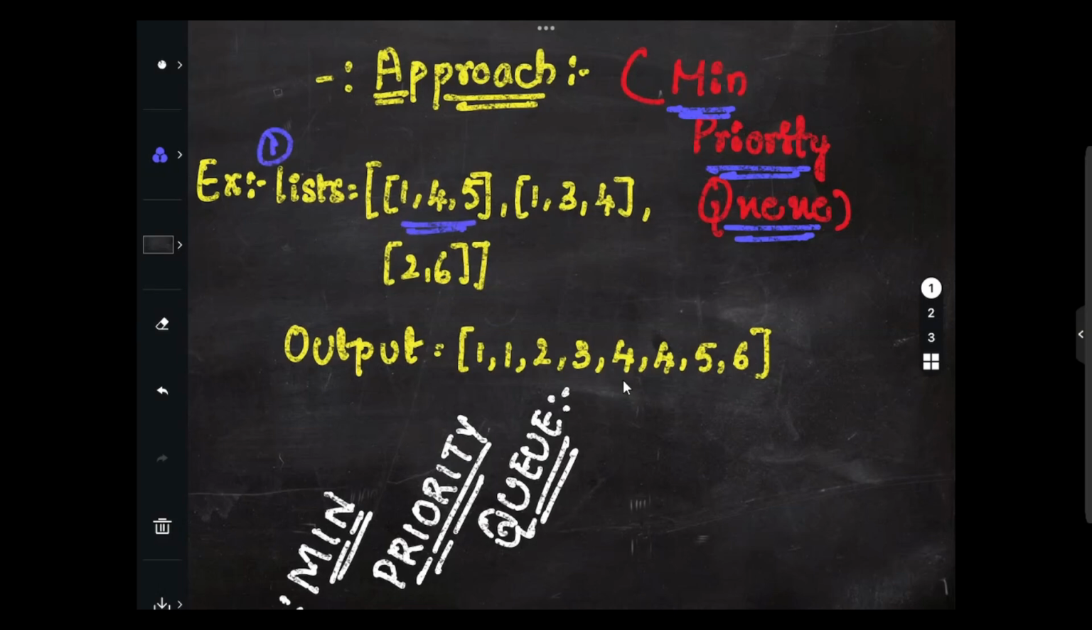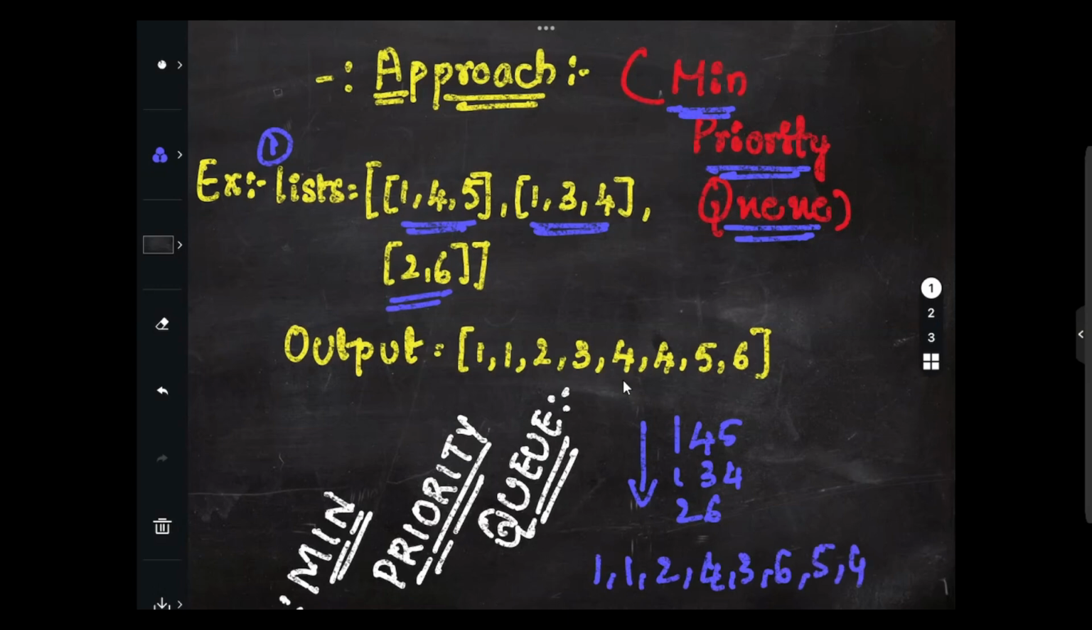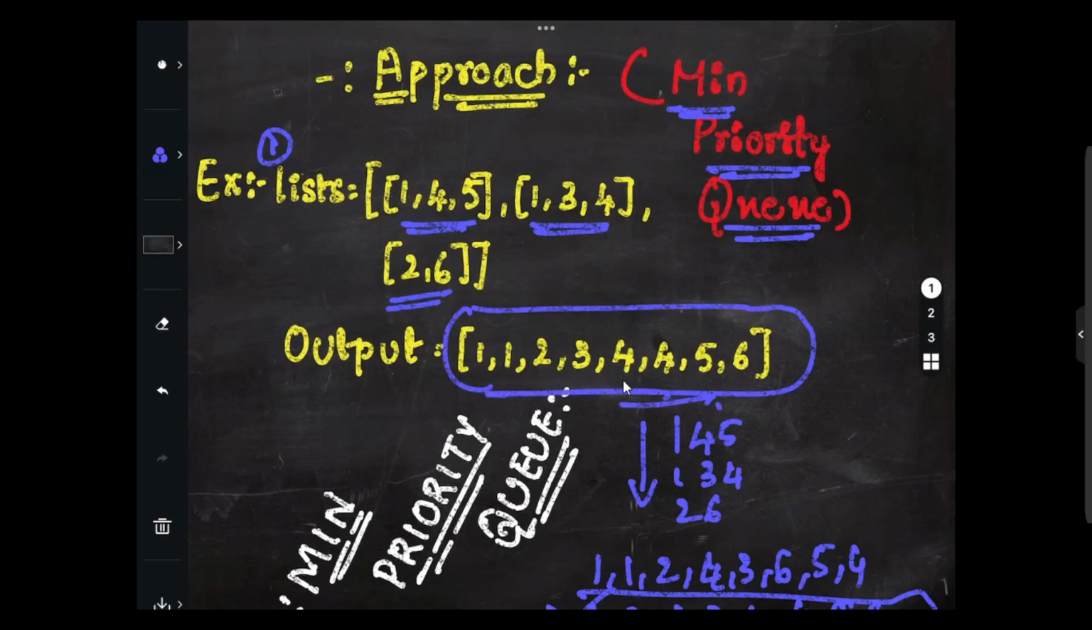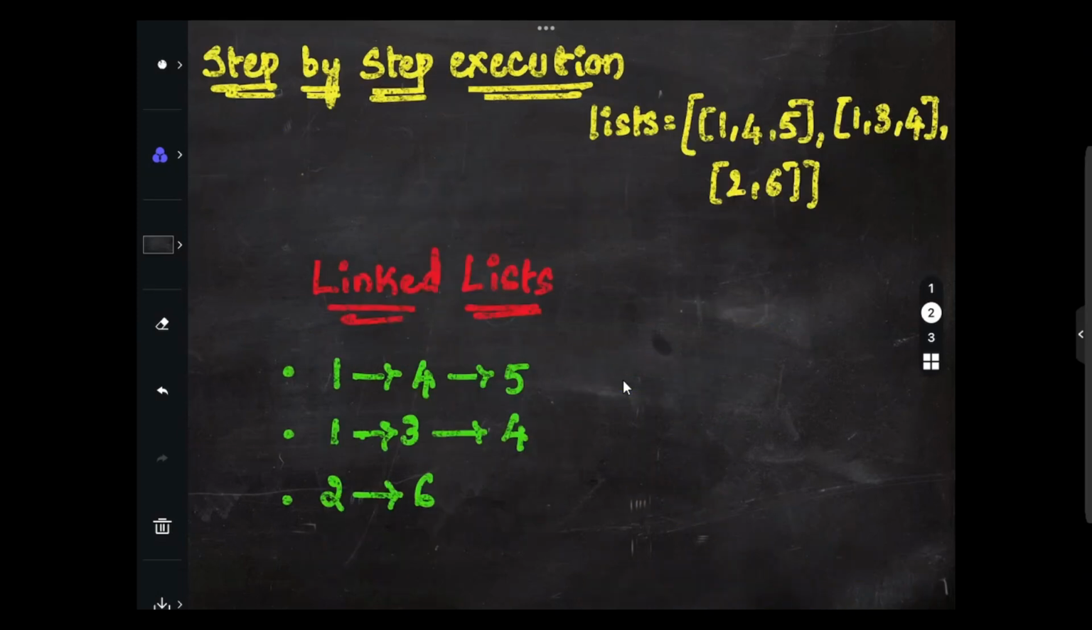We have already discussed this one. We have the lists 1, 4, 5, 1, 3, 4, 2 and 6. When we merge this, we get 1, 1, 2, 4, 3, 6, 5, 4. When we sort this in ascending order, we get 1, 1, 2, 3, 4, 4, 5 and 6. This is what we need to return as output, and that's what they have written as the output. We have the idea now, so let's discuss the step-by-step execution.